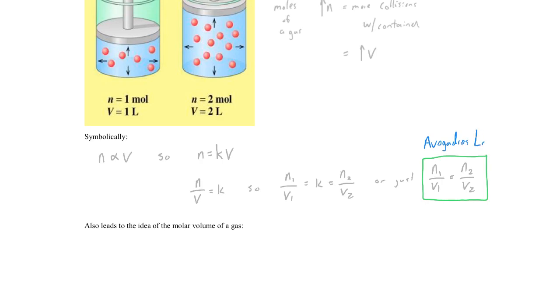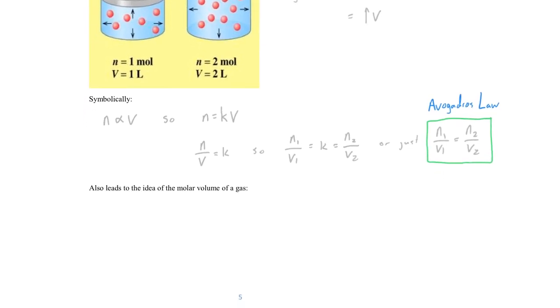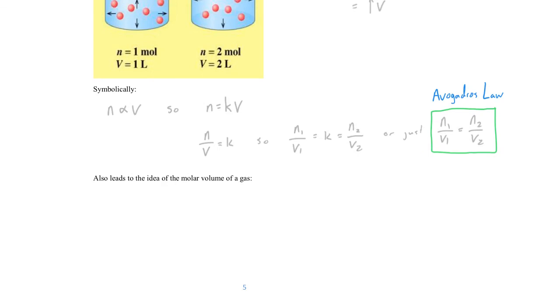And Avogadro's law in this form actually leads us to a very useful conversion factor that we will use in some problems. It's called the molar volume of a gas. The molar volume of a gas is something that can be determined at standard temperature and pressure. Standard temperature and pressure is defined as 0 degrees Celsius and 1 atmosphere of pressure. That's 760 millimeters of mercury.